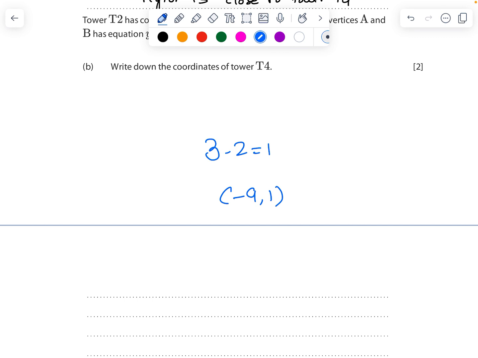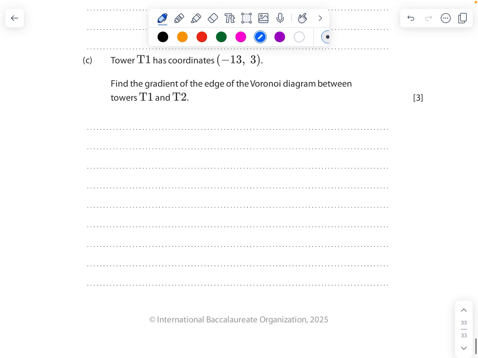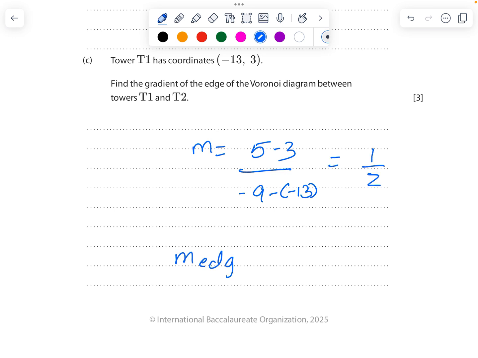The tower T1 has coordinates (-13, 3). Find the gradient of the edge. So m equals (5 minus 3) divided by (-9 minus (-13)), which is 1/2. So what will be the gradient of the edge? The gradient of the edge will be the negative reciprocal. So negative 2 is going to be the answer.